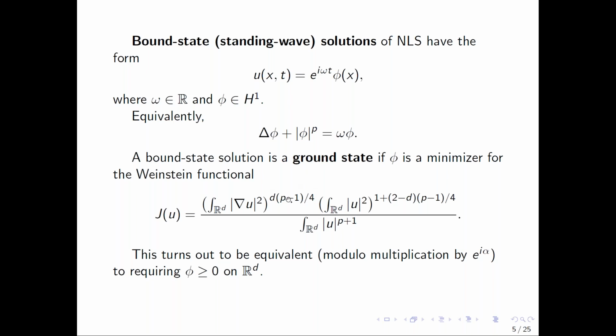This definition of ground state, which is kind of elaborate, could be stated much more simply. You could just define a ground state to be a non-negative bound state solution, because that turns out to be equivalent. But that's not obvious at first. In fact, it's a fairly deep result.